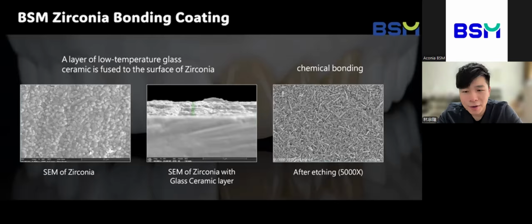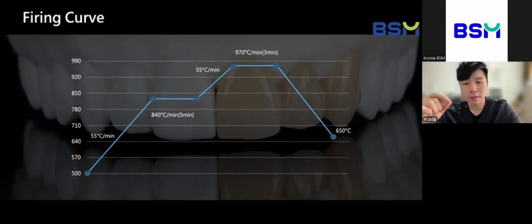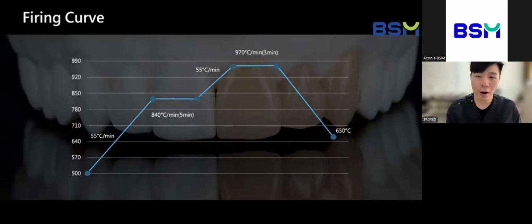This doesn't affect the fit or make try-in more difficult. It allows the cement to properly penetrate and lock down to the surface and helps it resist wear from the lateral and protrusive movements. But one important thing is that this glass ceramic coating needs to be bonded through high temperature firing at around 970 degrees. It is a point to be noted.